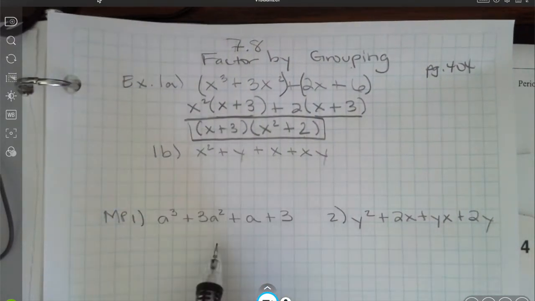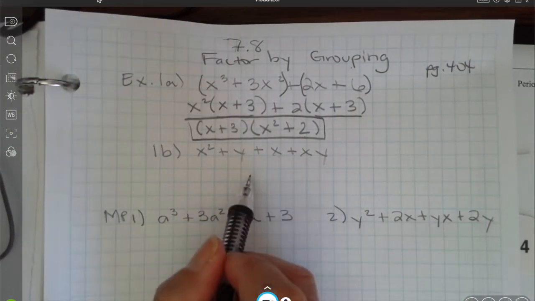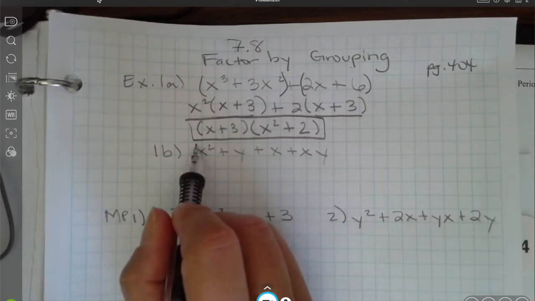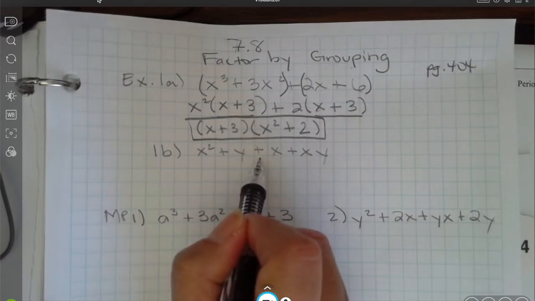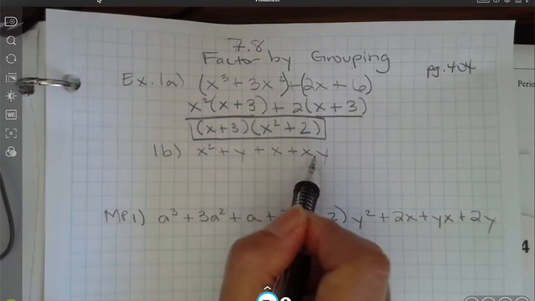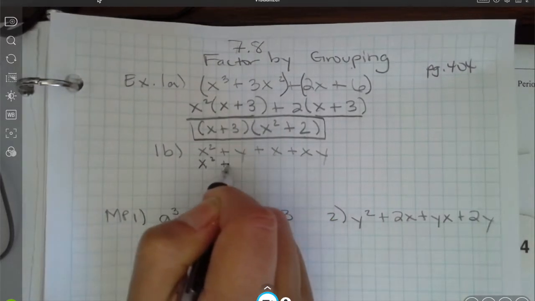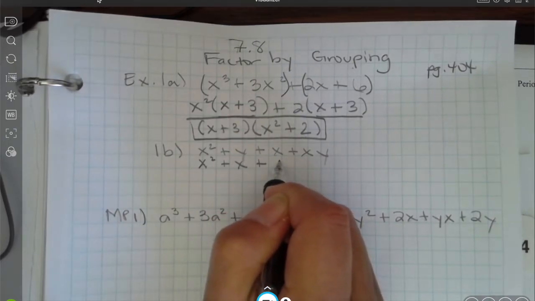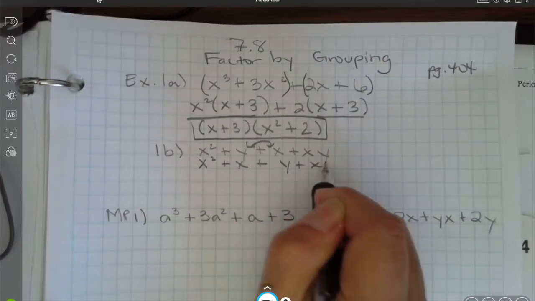Okay, let's move on to this one. They are all plus signs, so that's great. And I do want to start grouping it, but if you look at it, if I group these two terms together, they don't have a common factor. So what I'll have to do here is I'm probably going to have to move it around. So let me move it around. X squared, I'll move these two, plus x, plus y, because I moved these two, plus xy. All right, now let's see if I can group this.